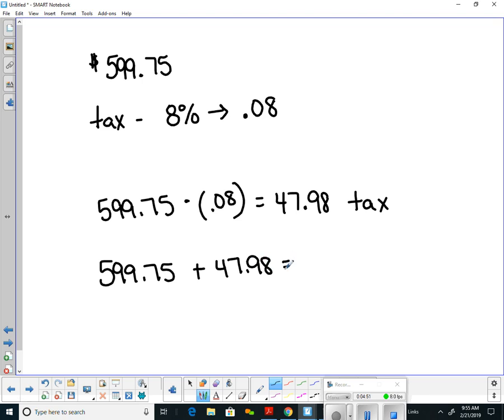Now sometimes you have to pay attention because the question might be from the beginning, how much tax are you going to pay on this item? Well, then that would answer this question. If they ask you what the total bill or the total amount you're going to pay including tax, then it would be this amount right here. Okay, so pay attention to the question when they do that.